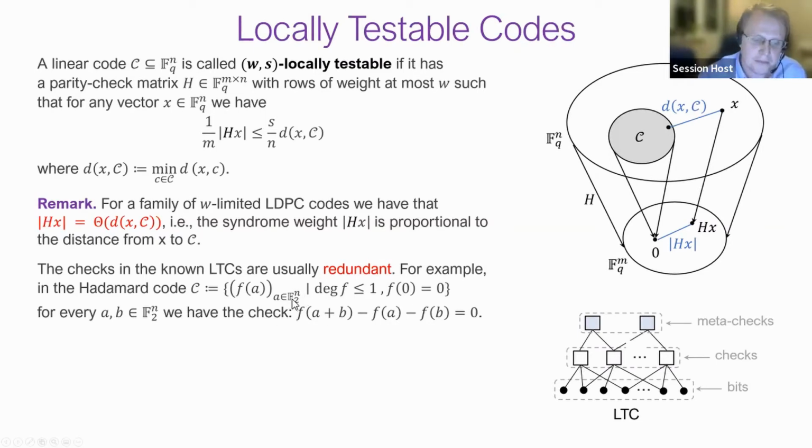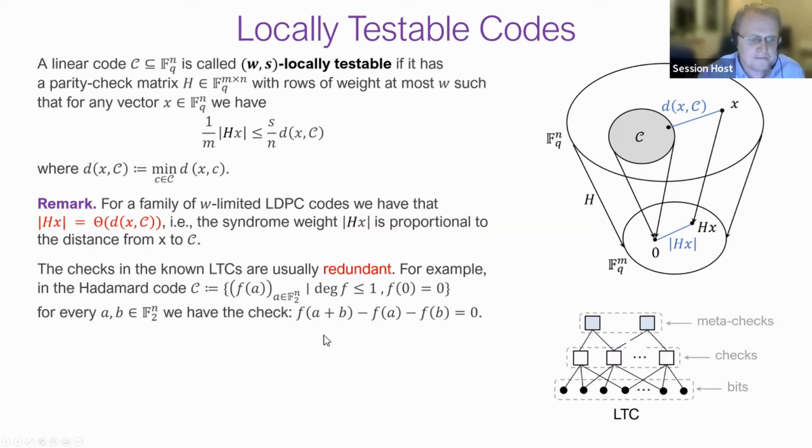It has length equal to 2 to the power of n. But how can you check that some particular function is linear? You can just use this simple check. Every linear function should satisfy this check. You can choose any A and B, and you have some check. And this check just uses 3 bits: this bit, and this bit.